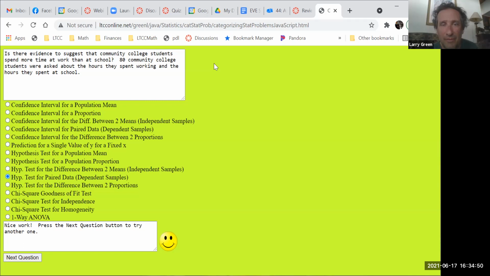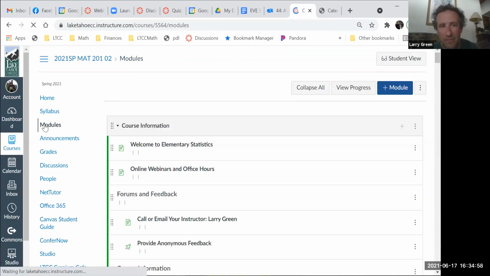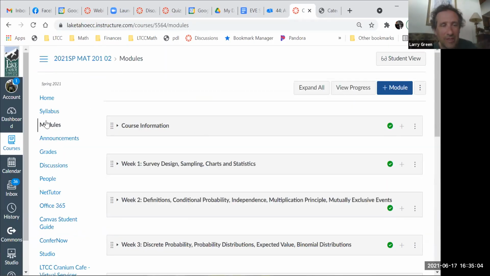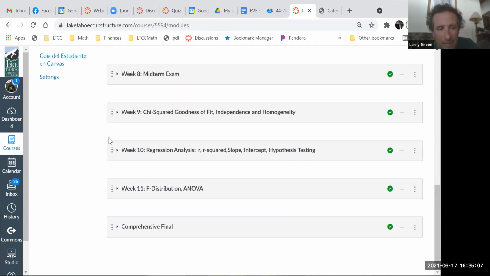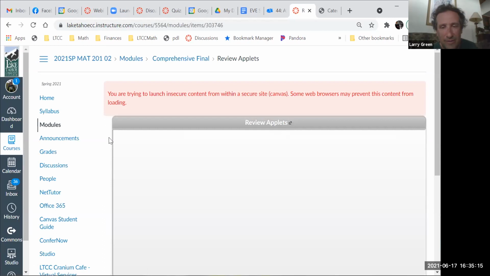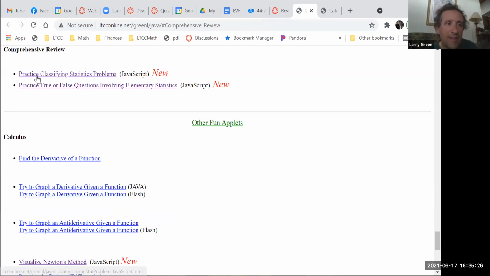How do you get to it? So let me remind you again. Let me show you. You go to modules. You go to the very bottom. Let's pretend that we didn't go to the bottom, so it went up here. So you scroll down to the bottom. You hit comprehensive final, because we're studying for the final. You hit review applets. Then you click right here on the review applets. And it's a practice classifying statistics problems app.